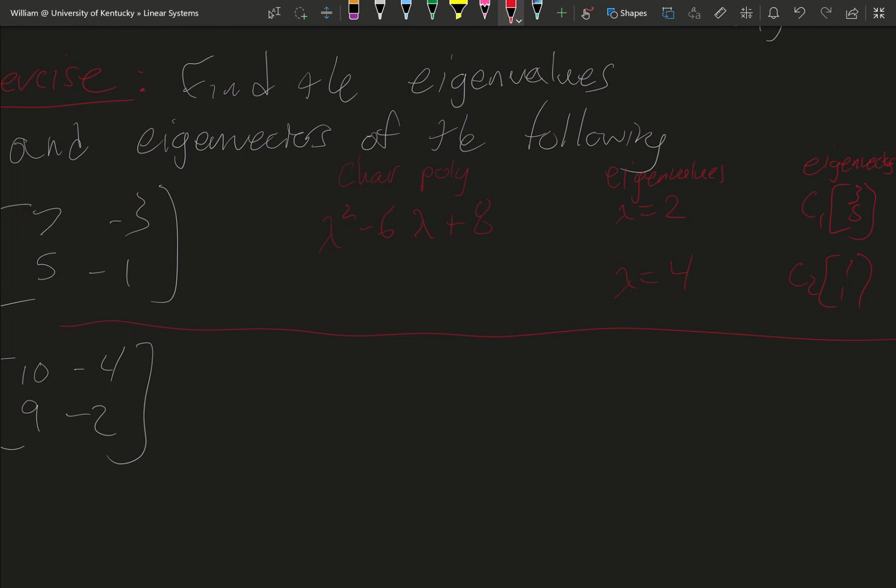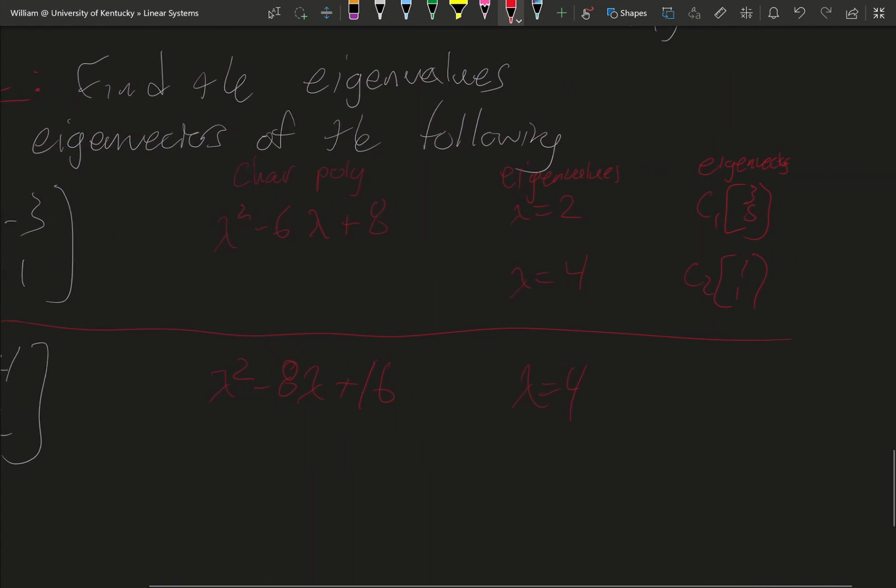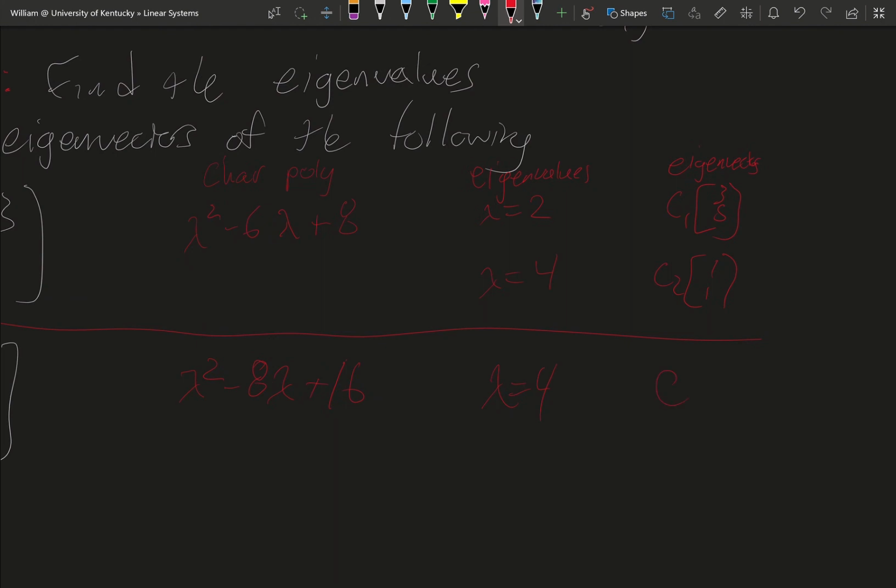For your characteristic polynomial down here, you're going to get lambda squared minus 8 lambda plus 16. So this case is a little weird. You only have one eigenvalue, lambda equals 4, and the eigenvectors are just some constant c times (2, 3). So this last case is interesting. You don't always have to have 2 eigenvalues, though most of the time you will.